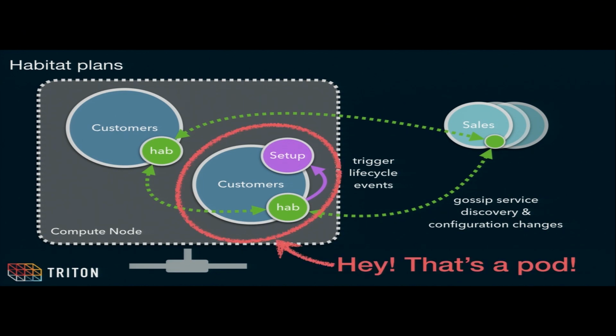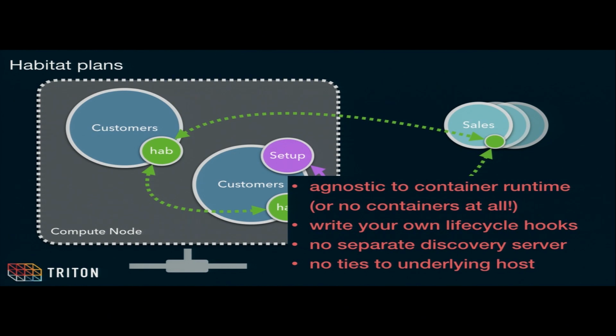Which is pretty cool, because we just created a Kubernetes pod all within a single container. Think about it, right? We've got our service discovery data going around, we've got our lifecycle hooks, and we've got our application, except now it all lives in one container. So it's agnostic to the container runtime entirely. We could even not use containers if we want, but we don't need Kubernetes here to do this for us. This model is really cool because you're writing your own lifecycle hooks. You don't need a separate discovery server. That's both cool and not cool, depending on what your needs from that discovery server are.